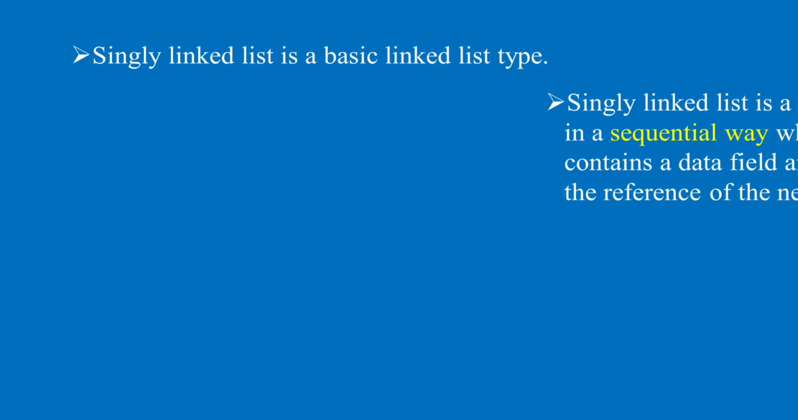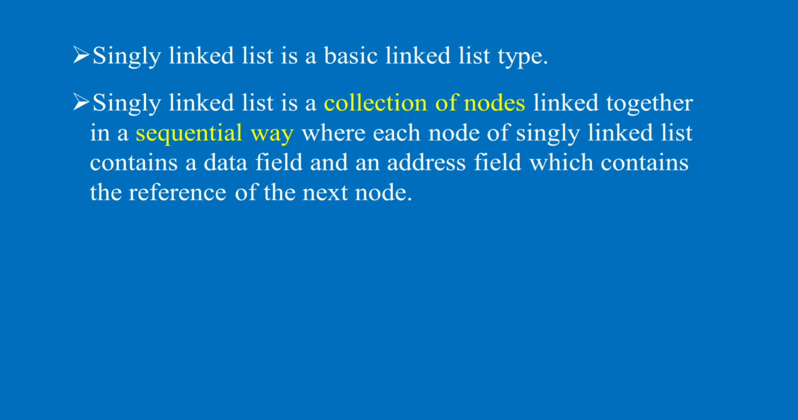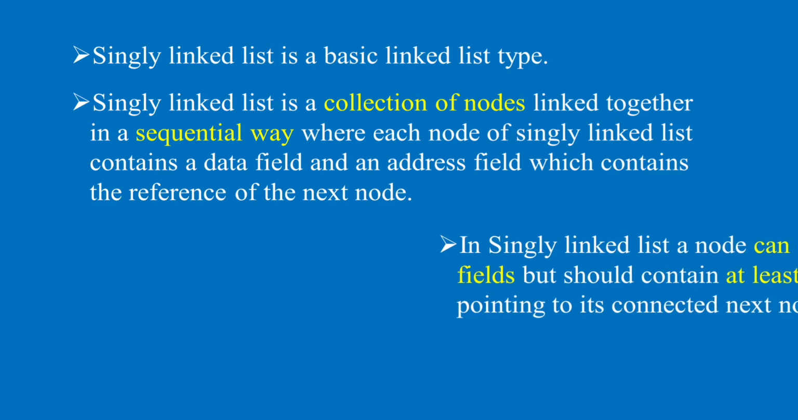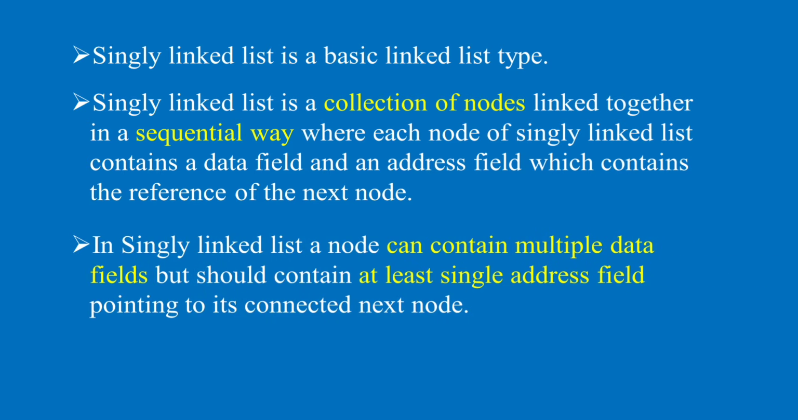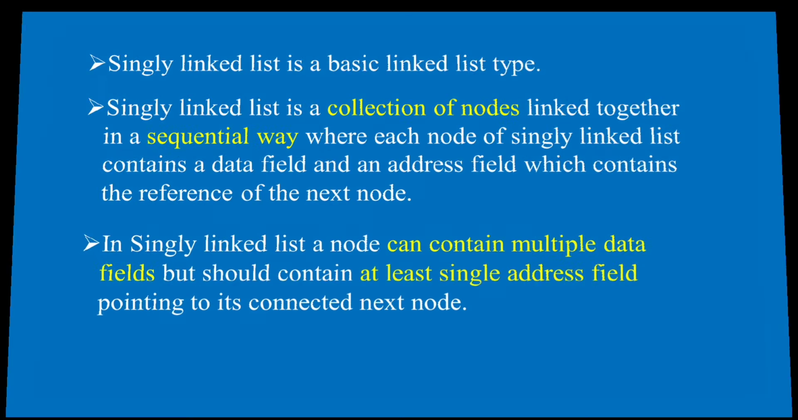Singly linked list is a collection of nodes linked together in a sequential way, where each node of a singly linked list contains a data field and an address field which contains the reference of the next node. In a singly linked list, a node can contain multiple data fields but should contain at least a single address field pointing to its connected next node.